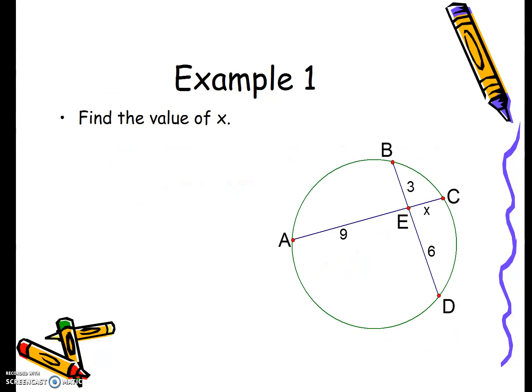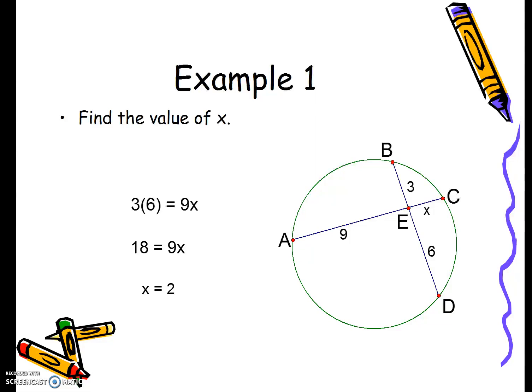All right, let's use those theorems in a couple of examples here. So here's our first one. This is the inside pieces. So we know that the product of this little piece that's getting cut up is going to be equal to the product of the other two here. So we're going to do 3 times 6 equals 9 times x. Well, 3 times 6 is 18, divide both sides by 9, and we get x is equal to 2. So these are the very straightforward ones.